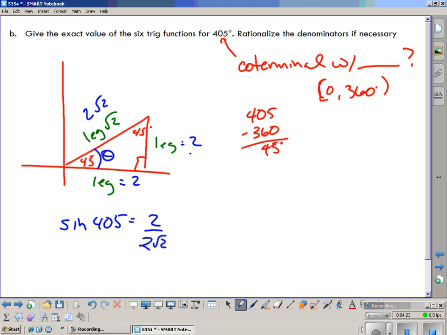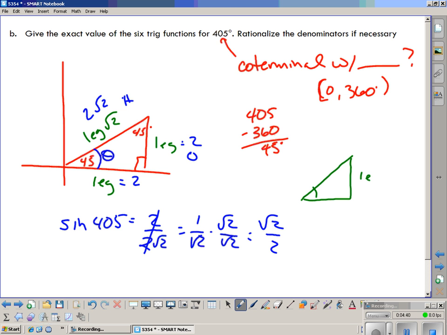This is opposite over hypotenuse, right? Opposite over hypotenuse. So the 2's are going to divide out, and when you rationalize this, you get root 2 over 2.